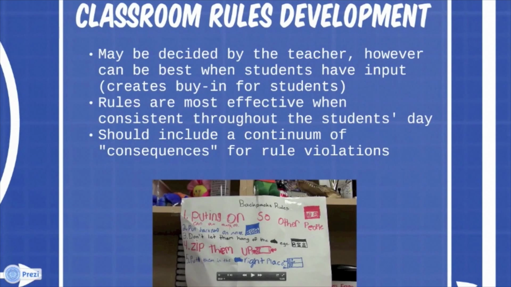When developing classroom rules, think about the following. They may be decided by the teacher, however can be best when students have input. Rules are most effective when consistent throughout the student's day, and should include a continuum of consequences for rule violations. For example, first offense, a warning, second offense, the teacher and student conference, and so on. Remember, the best way to encourage rule adherence is through positive praise whenever possible.